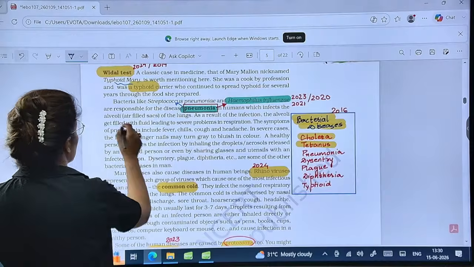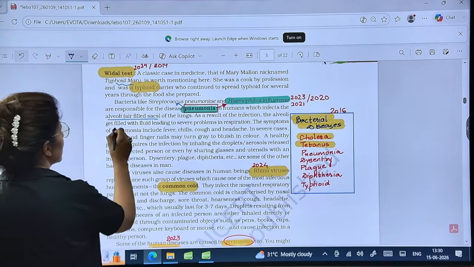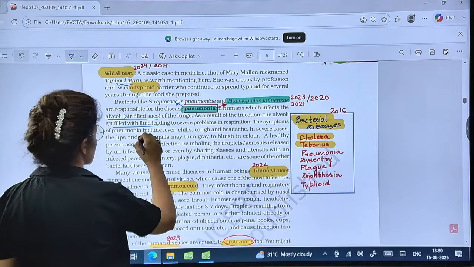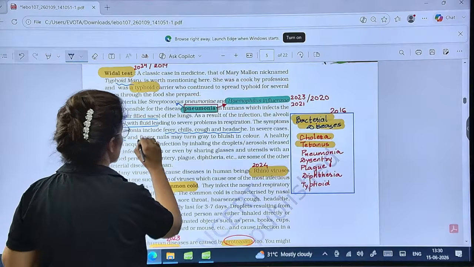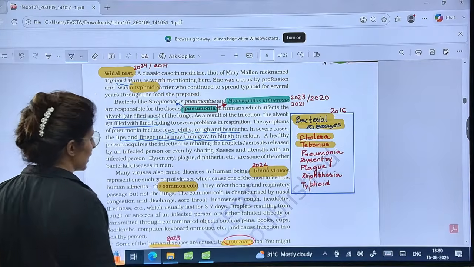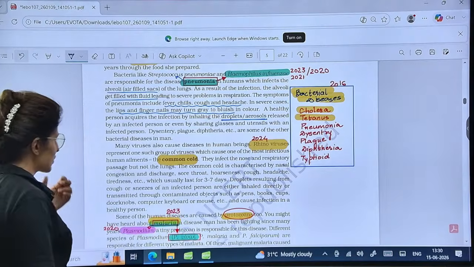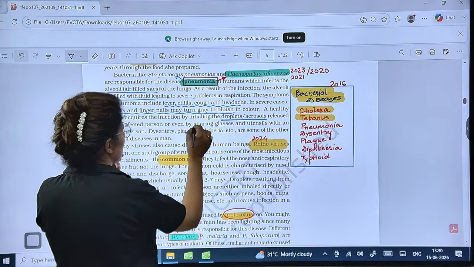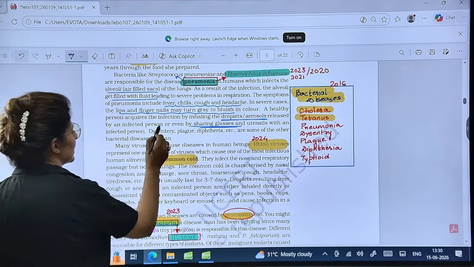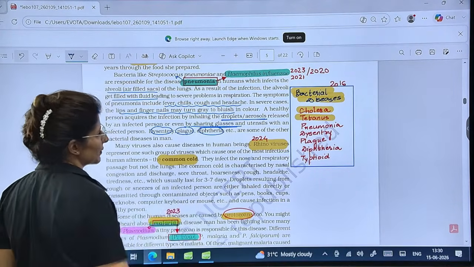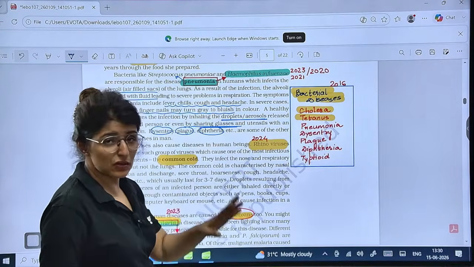Now, it infects your alveoli basically. So alveoli are filled with fluid, leading to several problems, including fever, chills, cough, and headache. Then lips and nails turn gray to bluish in color. And it occurs due to droplet or aerosol infection and also by sharing of utensils and glasses. Then other bacterial diseases are dysentery, plague, and diphtheria. So what are the bacterial diseases? You have to learn the names of the bacterial diseases.